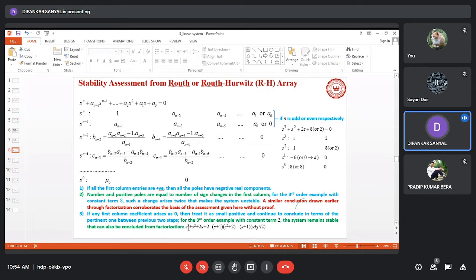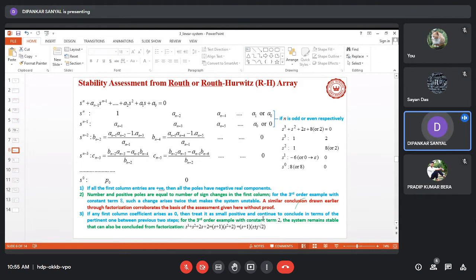And if we consider this equation s cube plus s square plus 2s plus 2, and if we group the first two terms, taking s square common, we get a factor s plus 1, and from these two, if I take a factor 2 common, then again we get s plus 1. So its factorization is simply s plus 1 into s square plus 2. So its roots are minus 1 and plus minus j root 2. So two roots on the imaginary axis and one root on the left side. So really the system would become a stable one.